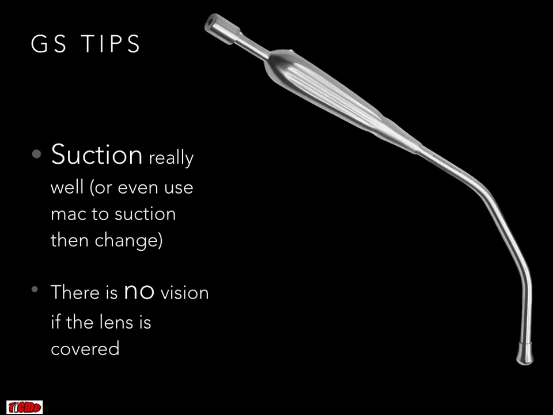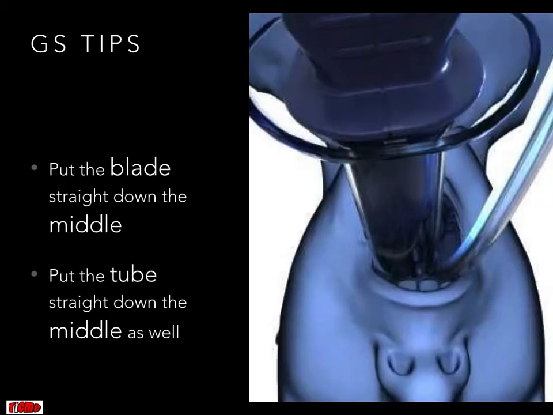Specific tips for the Glidescope. Make sure you have suctioned really well. One of the disadvantages is the Yankauer suckers don't have the same curve. I would really like the companies to make a hyperangulated sucker so that you can suction directly off the camera. Remember, if there is blood or mucus covering your lens, you will not see anything but blood or mucus.